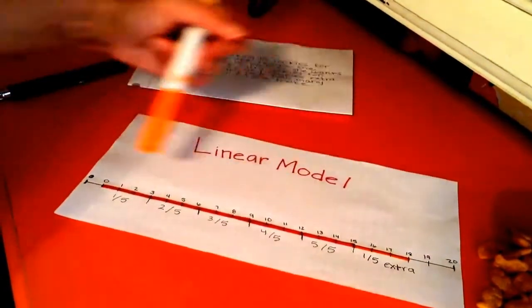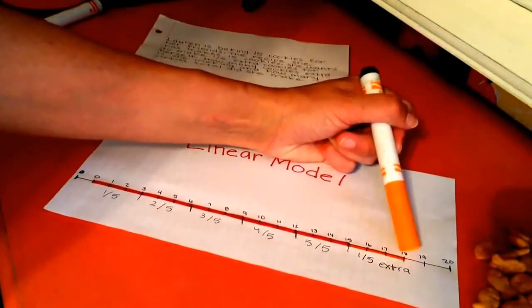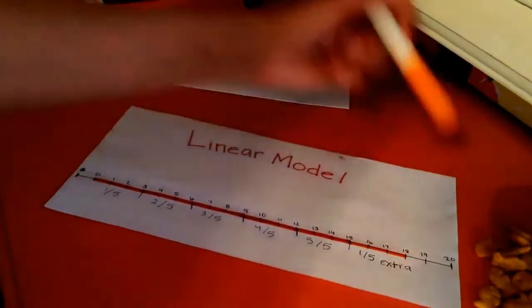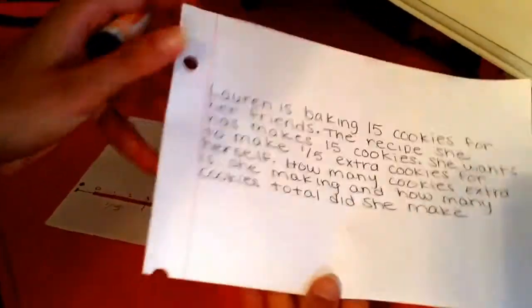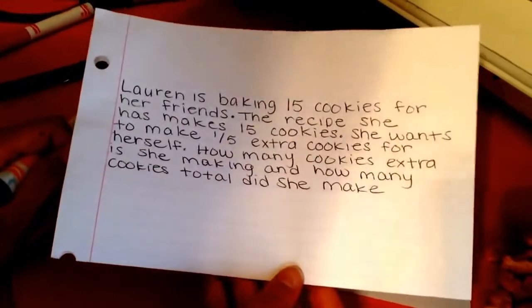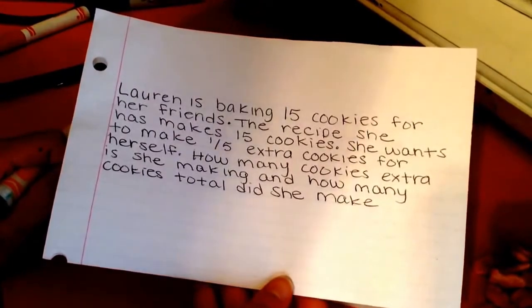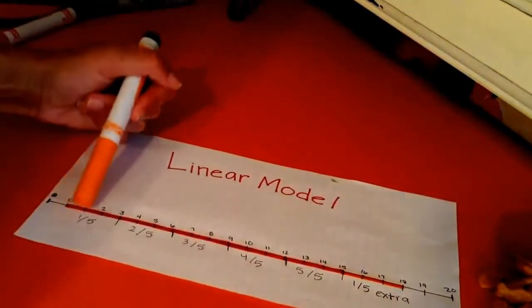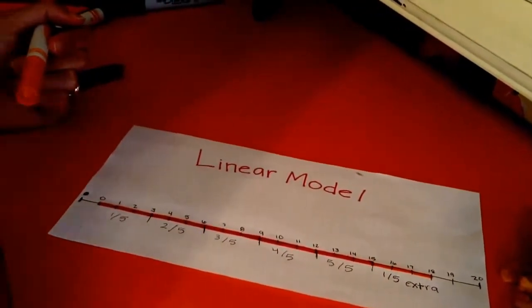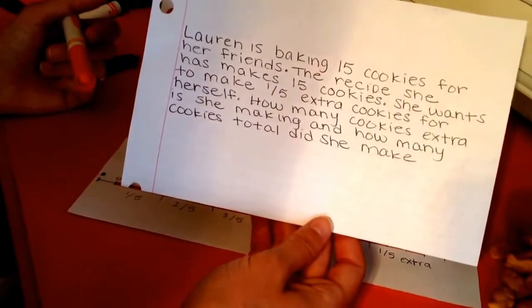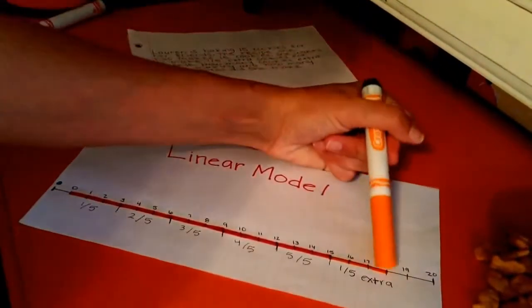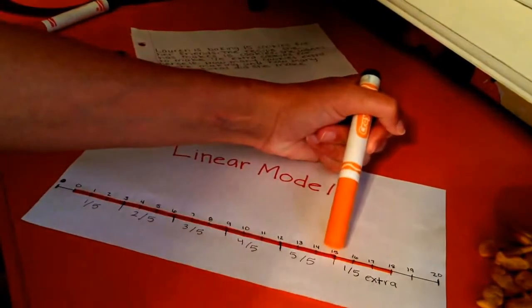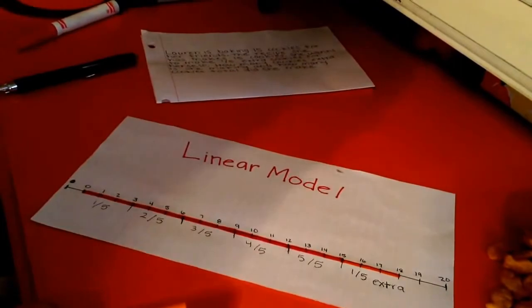So now we can see how many cookies total she's going to make is 18, since we added the 3 tick marks. So if we go back to our question and answer both questions, there's 2 questions in it. How many cookies extra did she make? So that would mean finding the 1/5 of 15, and we said that was 3 tick marks, which would be 3 cookies. And then the second question was, how many total did she make? And that is represented by going all the way to 18, since we added 3 cookies, which is the 3 extras she made, to the 15. Okay?